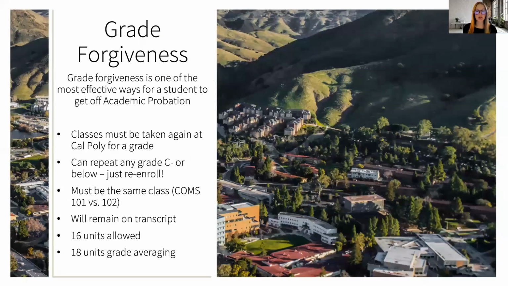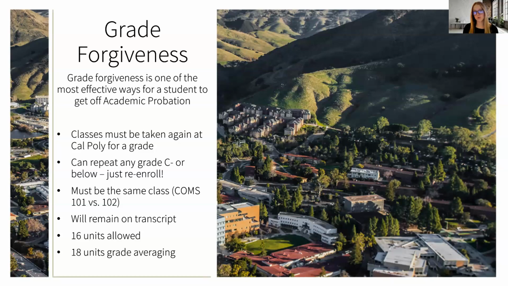Now, the best way to raise our GPA is through grade forgiveness. So this would be repeating coursework specifically. The classes would have to be taken at Cal Poly for a grade, and you can repeat any course that you got a C- or lower in. You just re-enroll as if it's any other class, but it has to be the exact same class. So if you did Comms 101 and you struggled, you couldn't take 102 as an option. You'd want to re-enroll in 101, but it doesn't have to be the same format or same modality, not the same professor, anything like that.